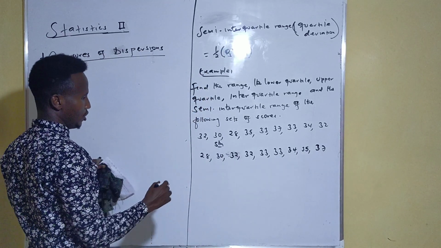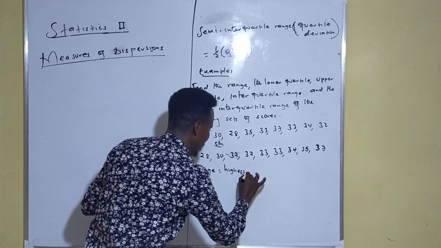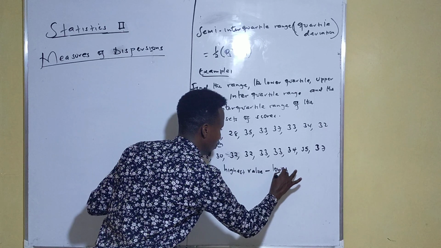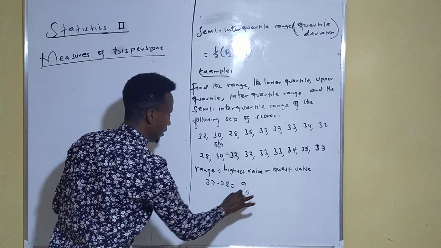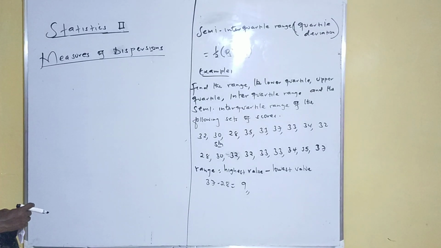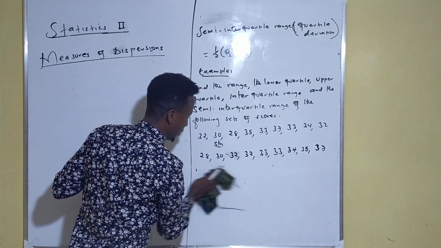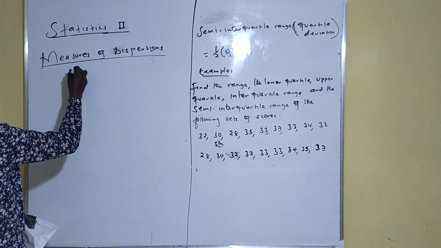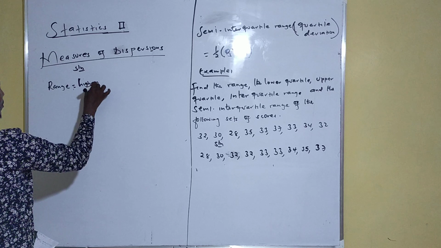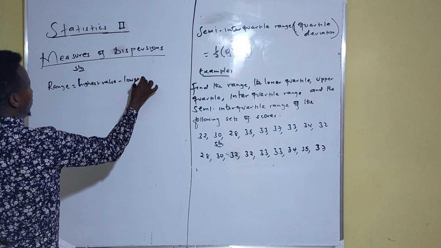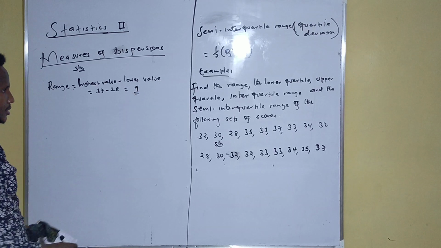So now you are told to find the range. We say the range is equal to highest value minus lowest value. So what are we going to say? That is 37 minus 28. So this will give us 9. That is what we normally call a range for your information. Let me write here the solution. Range is equal to highest value minus lowest value, which is equal to 37 minus 28. It will give us 9.